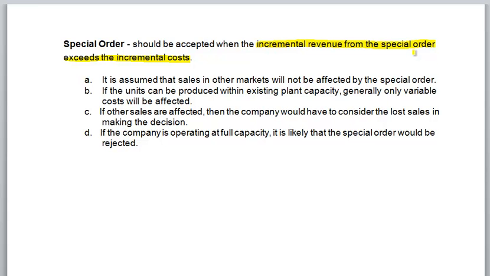It would not be enough for the special order revenue to exceed the incremental costs, because we'd be losing profit from our current customers. We'd want to make sure that the price we're receiving for the special order is not only enough to cover our incremental costs, but to give us the same profit that we're getting from our current customers. So let's see how this works by doing an actual problem.